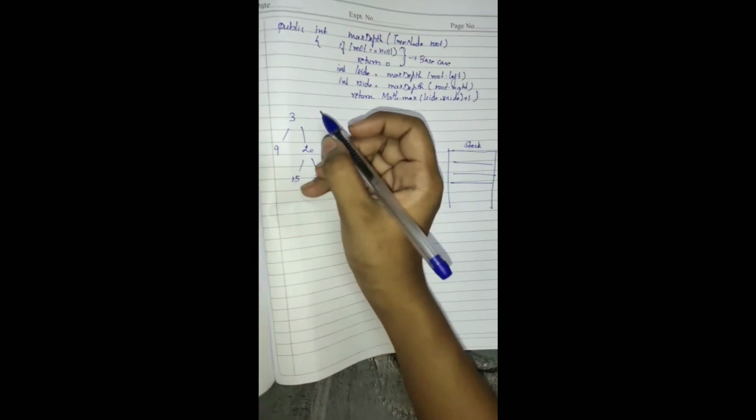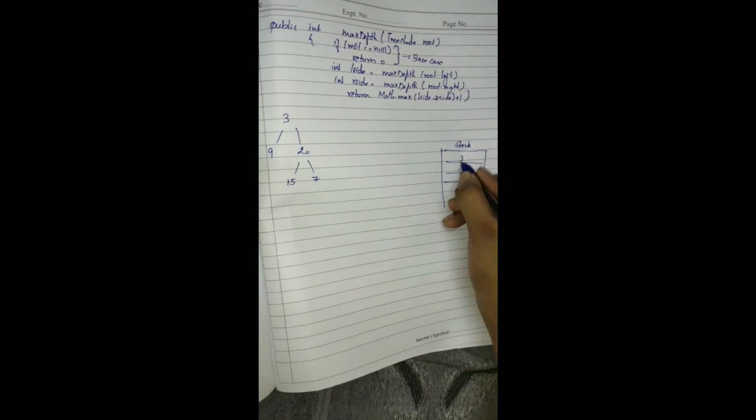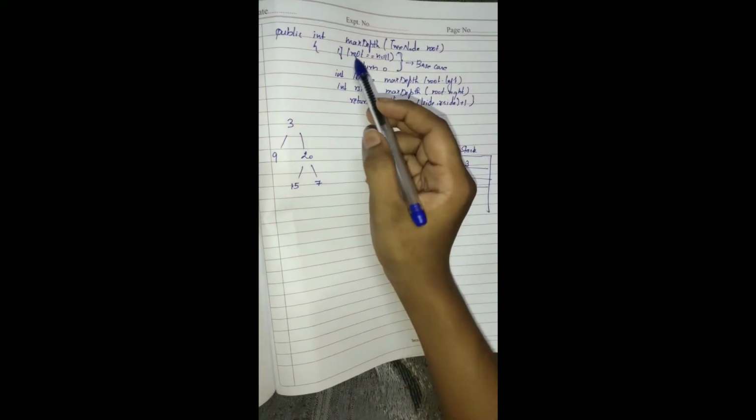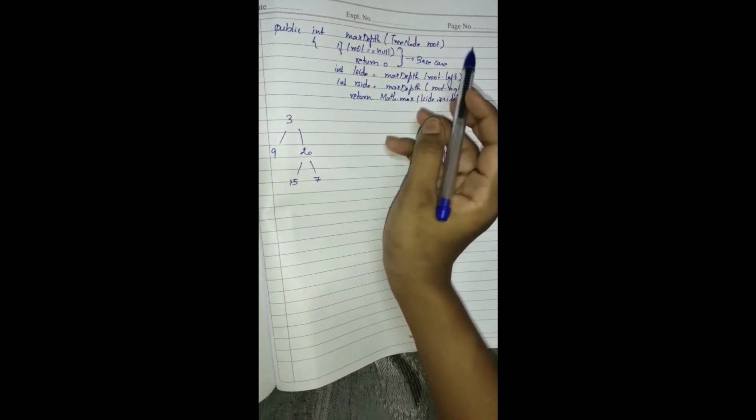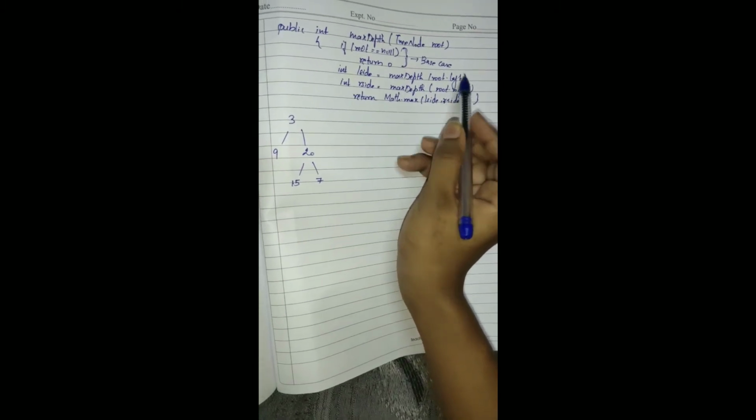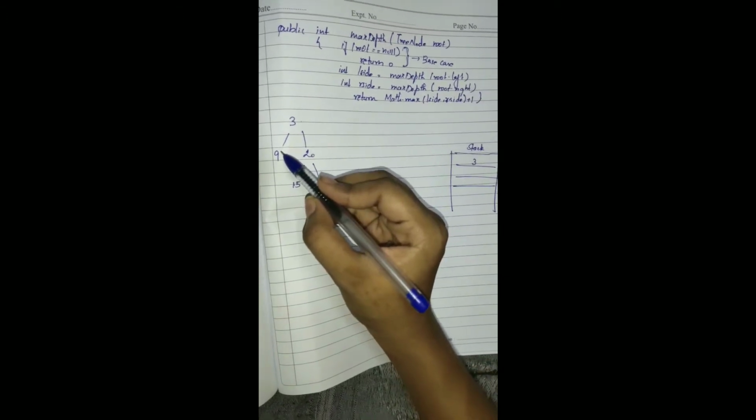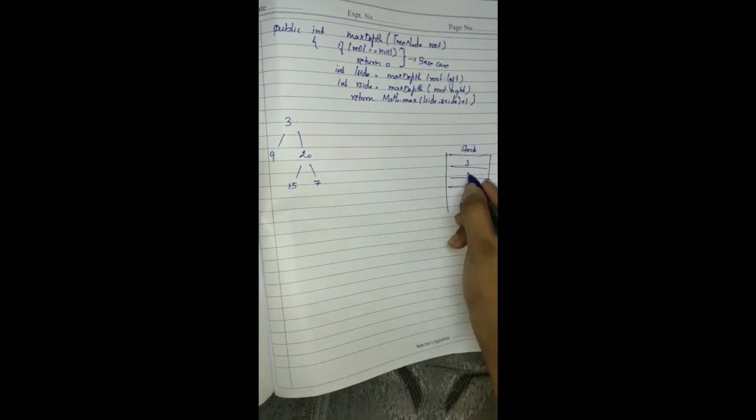See, this is the tree root. Now what happens? Root is passed into the stack. So 3 is passed. Root is not equal to null, so it won't return anything. Now left side will be equal to maximum depth of root dot left. What is root? Here it is 3. 3 dot left is 9, so it will be pushed into the stack.